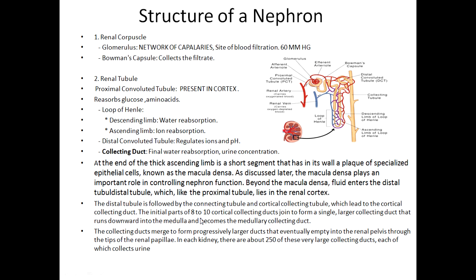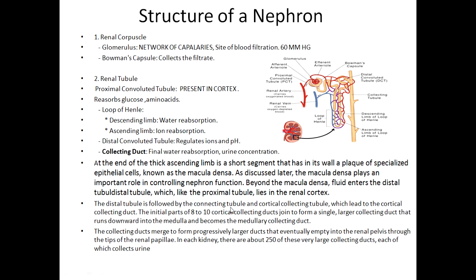The initial parts of 8 to 10 cortical collecting ducts join to form a single larger collecting duct that runs downward into the medulla, a part of the kidney, and becomes the medullary collecting duct. Understand? This collecting tubule finally transforms into a medullary collecting duct. This is what is explained here.